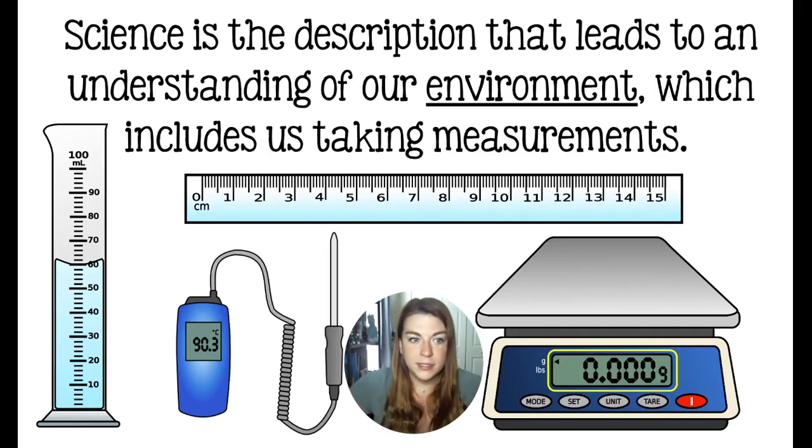Most of our tools have limits. For instance, this graduated cylinder can only measure to 100. So if I had to measure 150 milliliters, I would measure to the 100, pour this out into perhaps a beaker, and then I would measure to the 50, add that to the beaker, and then I would have 150.